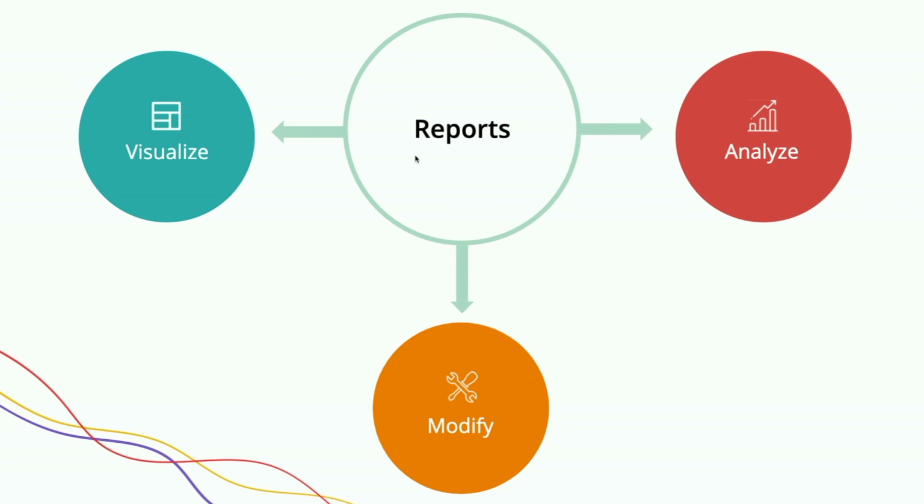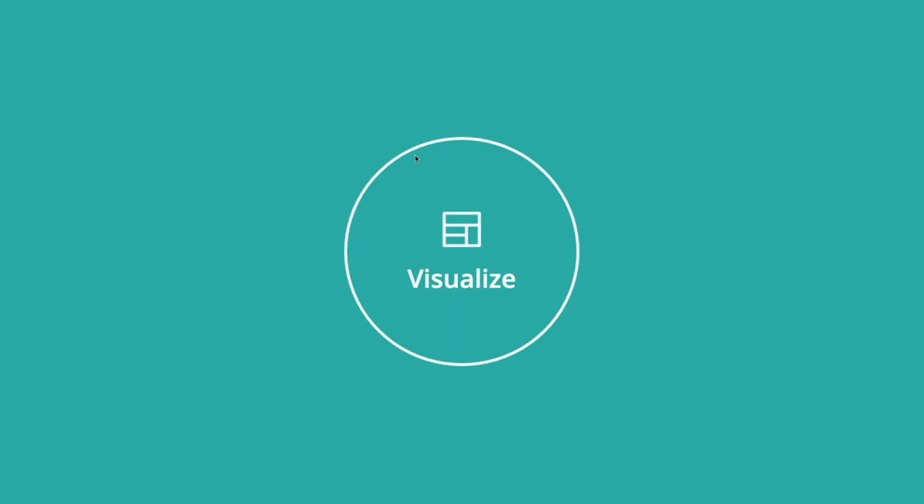Reports have three main ways to look at them: visualizing information, making changes to information that exists in the system, and then, quote, analyzing it, or having it displayed in some chart format.